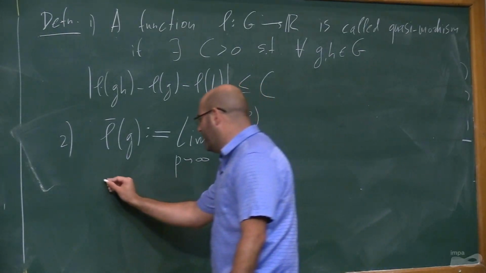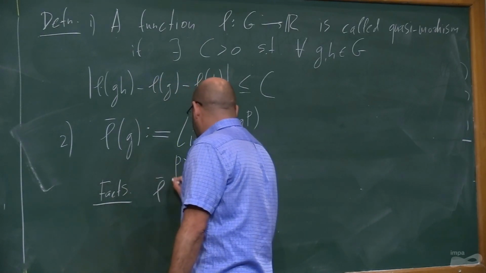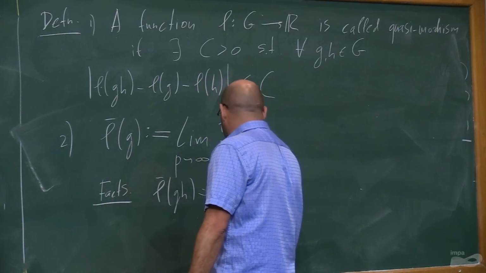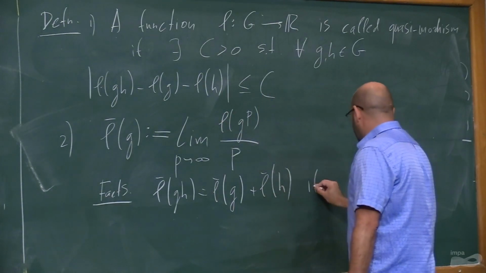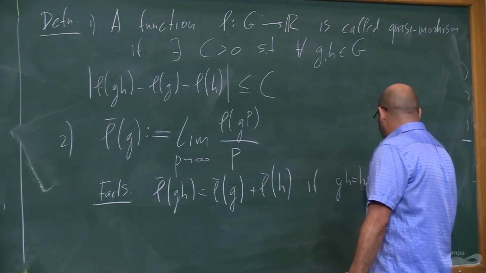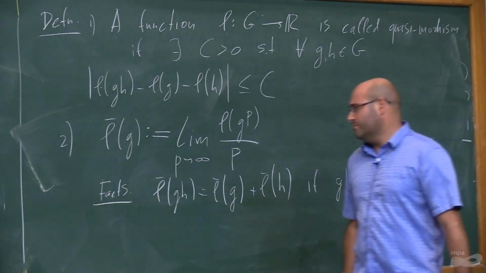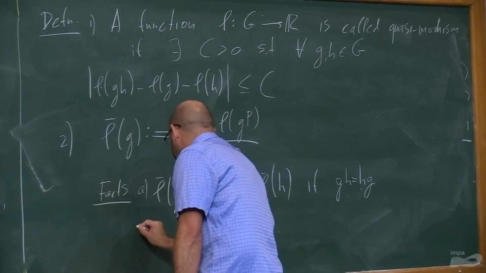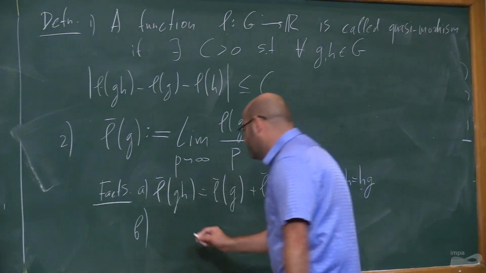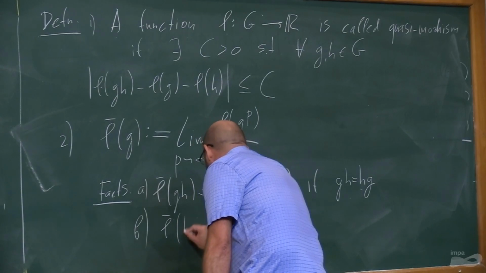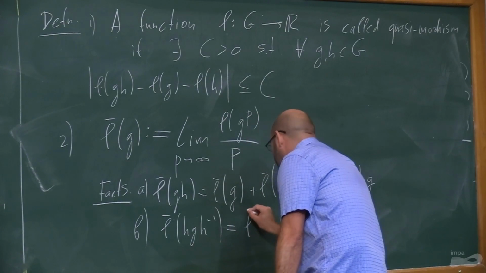So let me write maybe the facts. That psi bar of gh equals psi bar of g plus psi bar of h if gh equals hg. So whenever restricted to abelian subgroups, this is just a homomorphism. Sometimes they're called quasi-characters because they're constant on conjugacy classes. psi bar of h g h to the minus 1 equals psi bar of g.